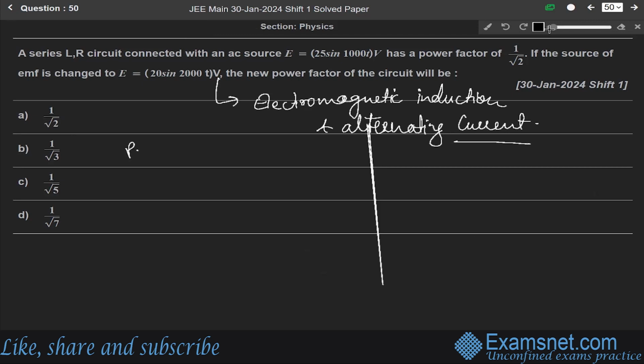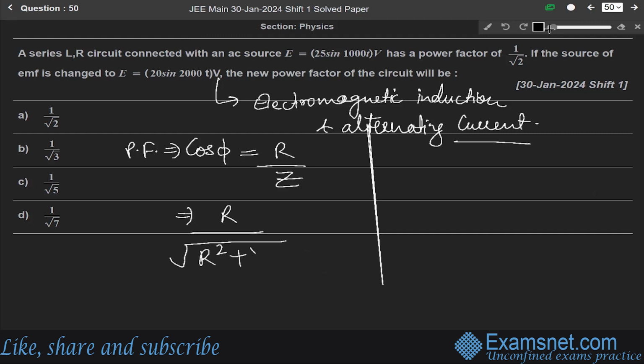The power factor, we represent the power factor by cos theta or cos phi. The power factor is R over impedance Z, and it is equal to R over the square root of R square plus XL square. Okay. And the power factor is given as, when EMF is 25 sine 1000t volt, at that time the power factor is given as 1 by root 2.